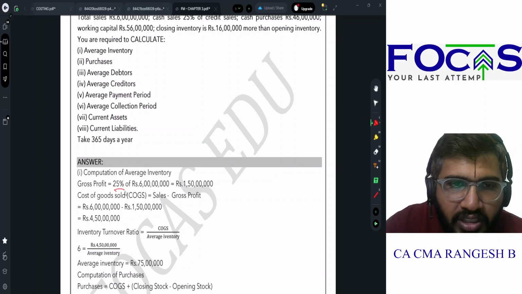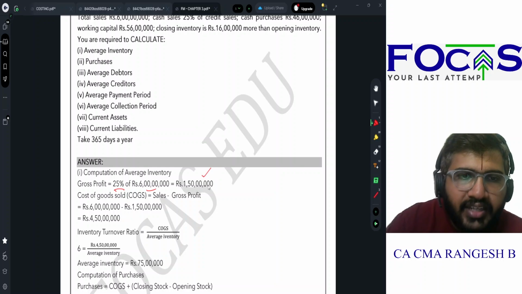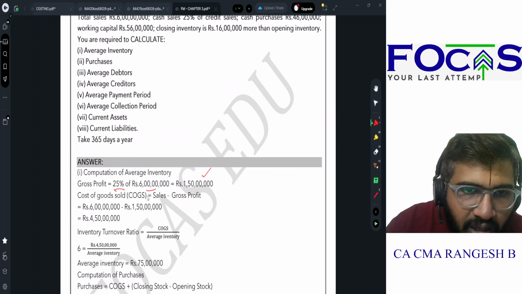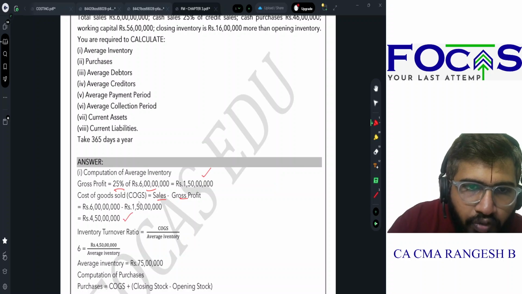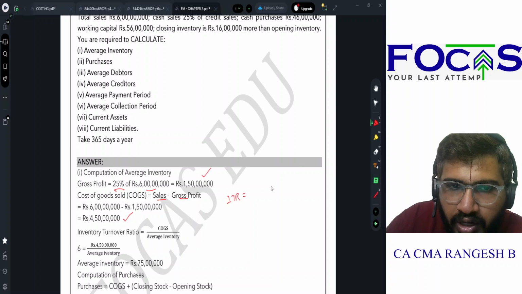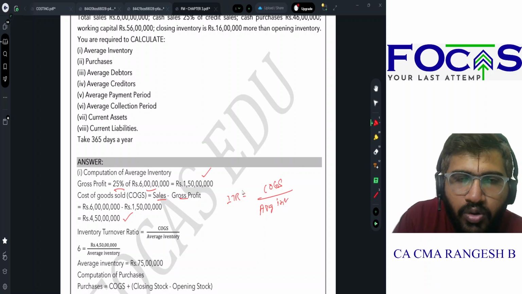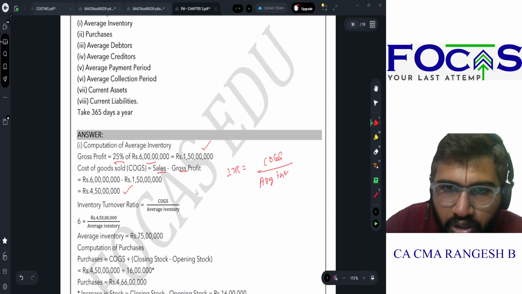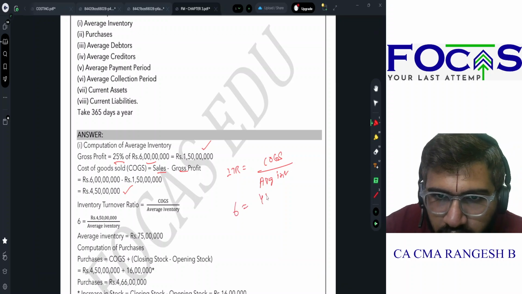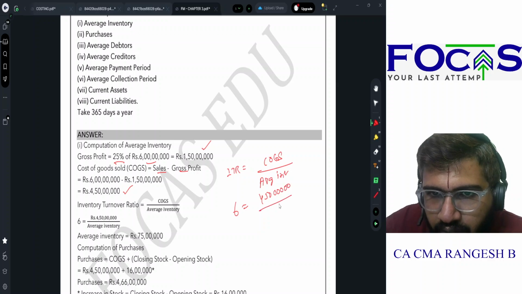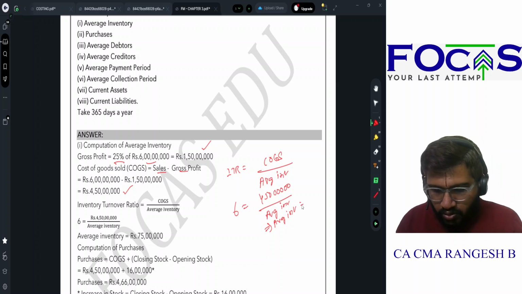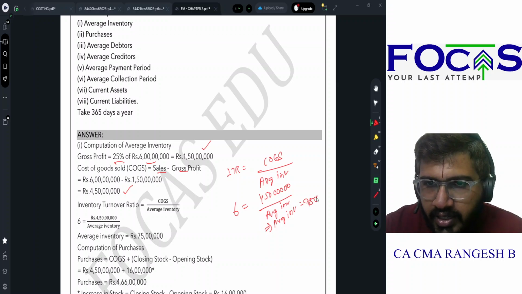So GP will be how much? 25% of 6 crores, 1 crore 50 lakhs. That is calculated. So COGS is nothing but sales minus gross profit, so 4 crore 50 lakhs. So what is the inventory turnover ratio formula? COGS divided by average inventory. The question gives inventory turnover ratio as 6 times. So 6 is equal to COGS 4.5 crores divided by average inventory. So this implies my average inventory is 4 crore 50 lakhs divided by 6, which gives you 75 lakhs as your average inventory.